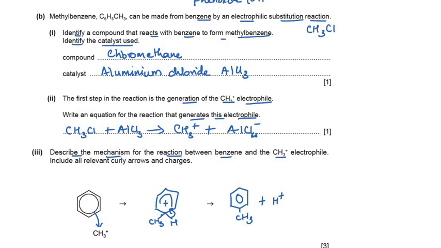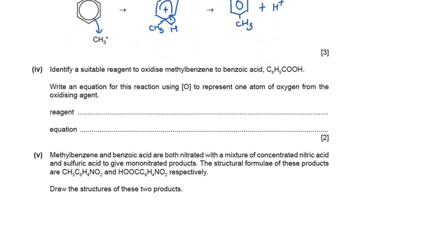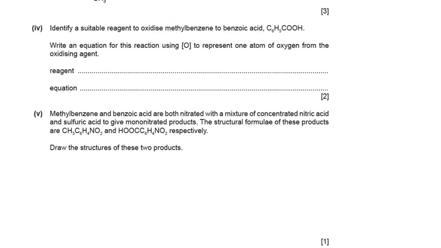Now let's see the next question after the mechanism. Identify a suitable reagent to oxidize methyl benzene to benzoic acid, C6H5COOH. That shows that the methyl group has to be oxidized to the carboxylic group. Write an equation for this reaction using O to represent an atom of oxygen from the oxidizing agent.